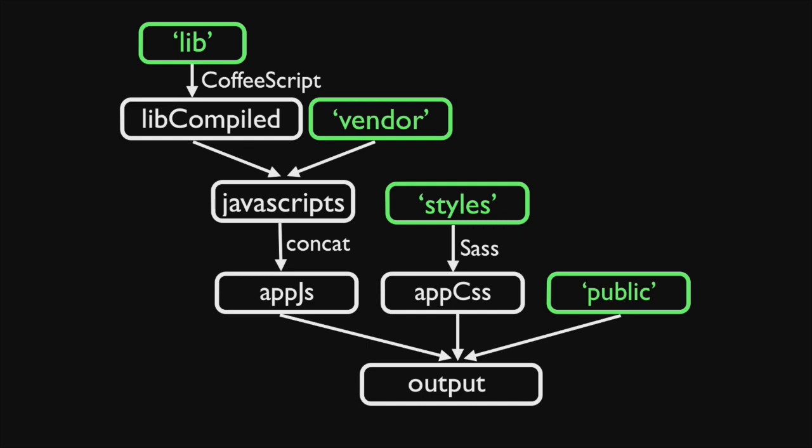So we have this virtual tree called libCompiled. We take this as well as the vendor directory, merge it into a JavaScript tree. We run the concatenator plugin on this to get an app.js tree. We do the same thing with the styles tree, run it through the Sass compiler and get an app CSS tree. And then we merge app.js, app CSS, and the public directory to get the output.